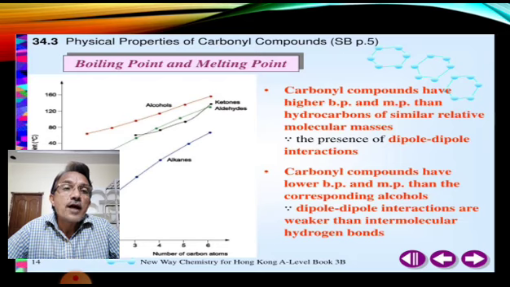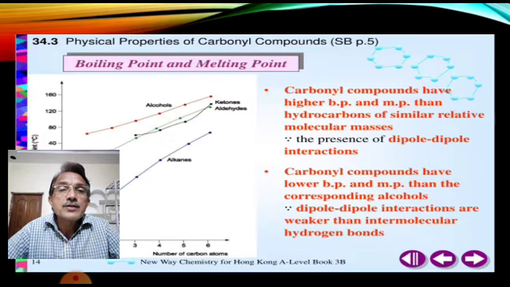One more thing, carbonyl compounds have lower boiling point and melting point than the corresponding alcohols. When we compare the boiling point and melting point of carbonyl compounds with those of hydrocarbons, these carbonyl compounds have higher boiling point and melting point than corresponding hydrocarbons. When we compare them with those of alcohols, carbonyl compounds have lower boiling point and melting point than the corresponding alcohols.